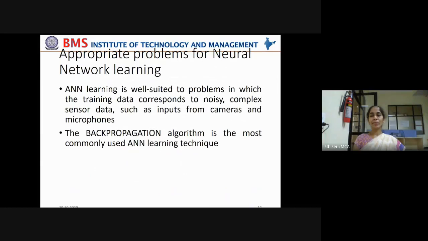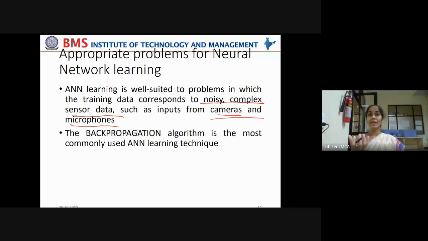Now what are the appropriate problems for neural network learning? ANN learning is well suited to problems in which the training data corresponds to noisy, complex sensor data, such as inputs from cameras or microphones. See, when you deploy a CCTV camera in your community, the input fed into that camera is in the form of visual scenes, right? They can be analyzed by using artificial neural networks. If you take photographs, they can be analyzed by using artificial neural networks. If a microphone captures some speech, it can be analyzed using artificial neural networks, right?